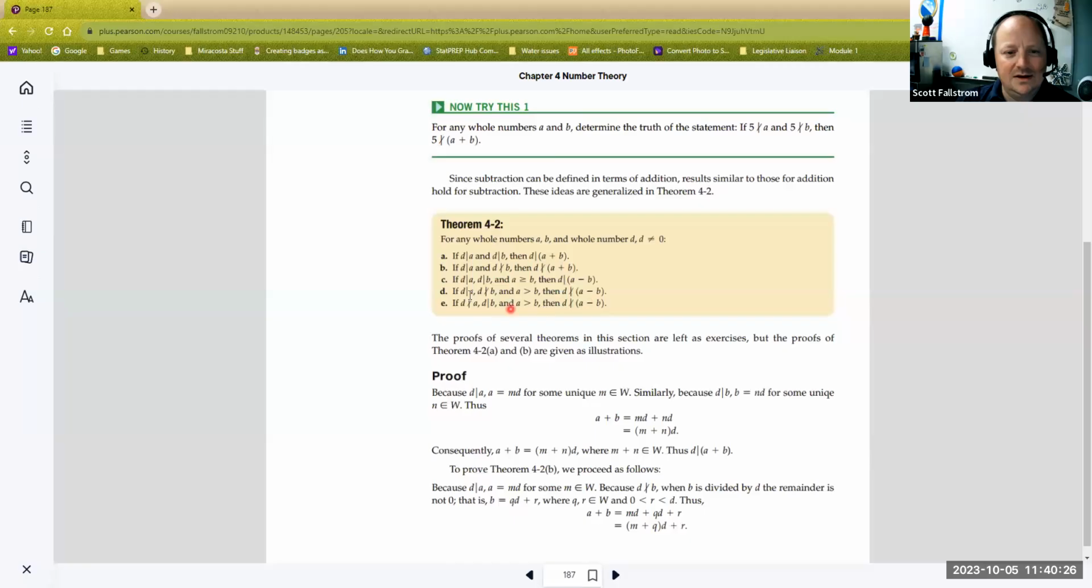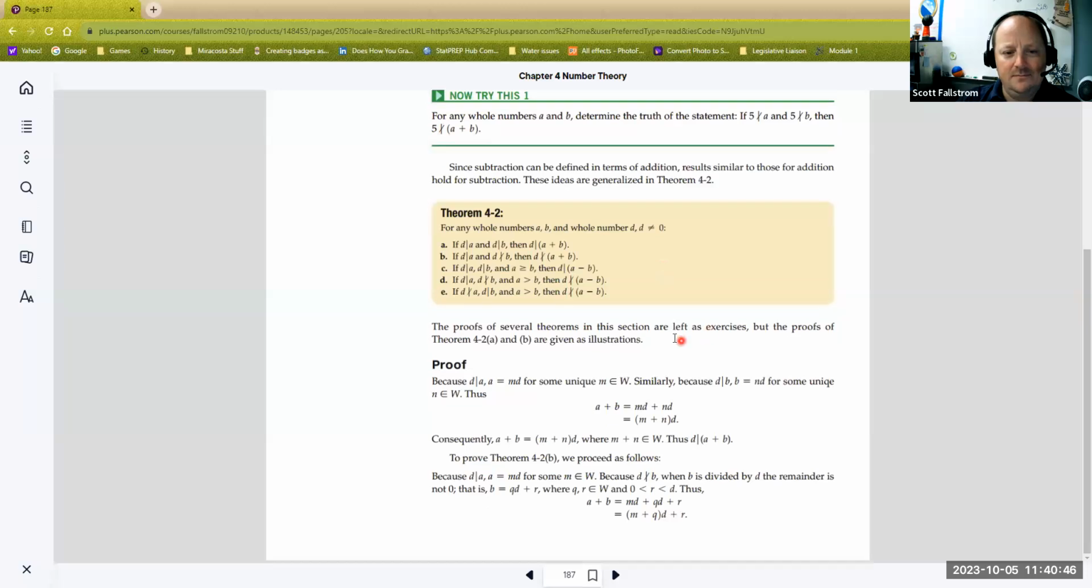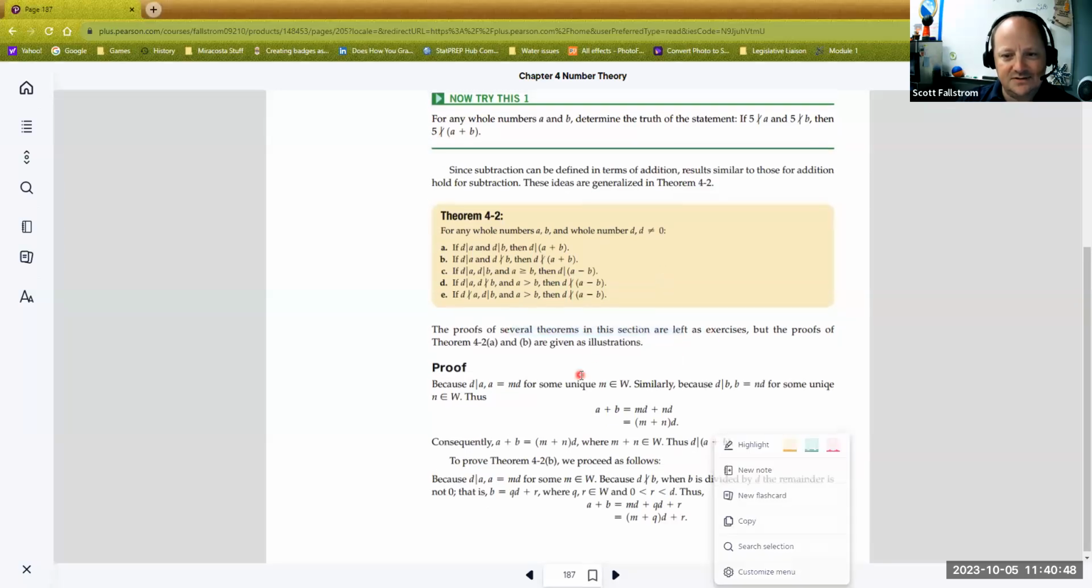And if it works for one but not the other, then it doesn't divide the difference. Basically, the last piece down here is saying if it works for one but not the other, then it will not divide the difference, no matter whether it works for the first part, the minuend, or the second part, the subtrahend. Doesn't matter. The proofs of several theorems are left as exercises.